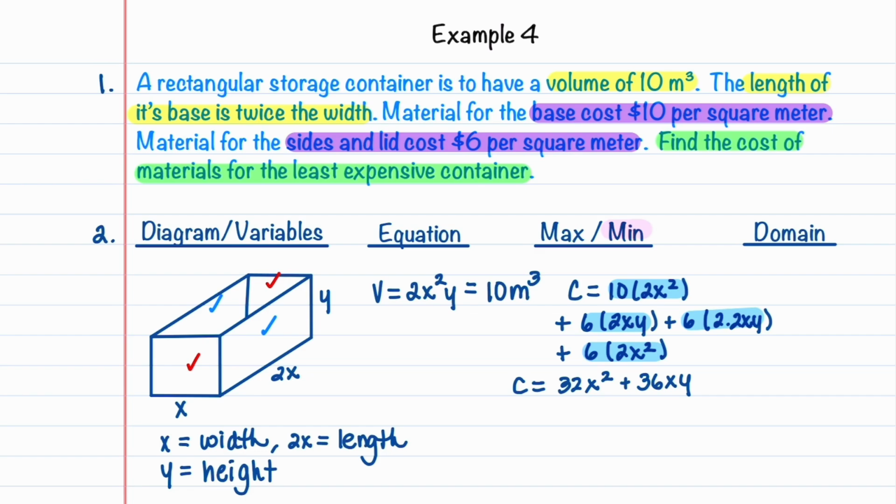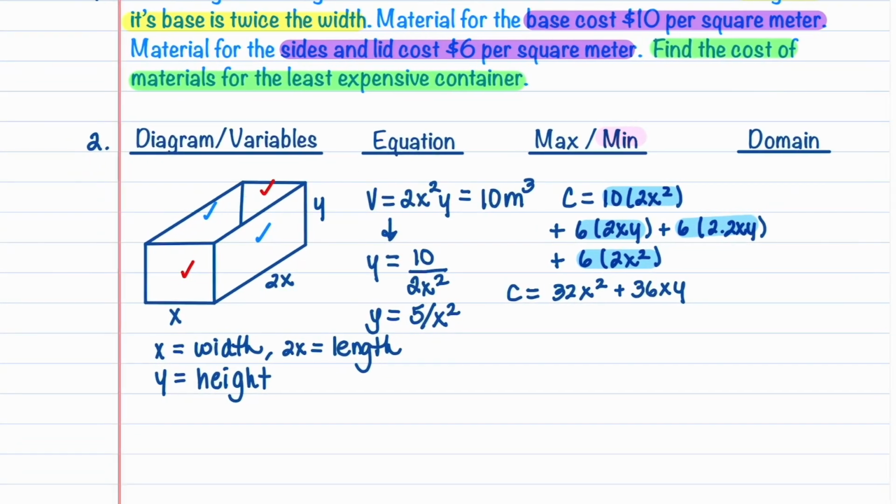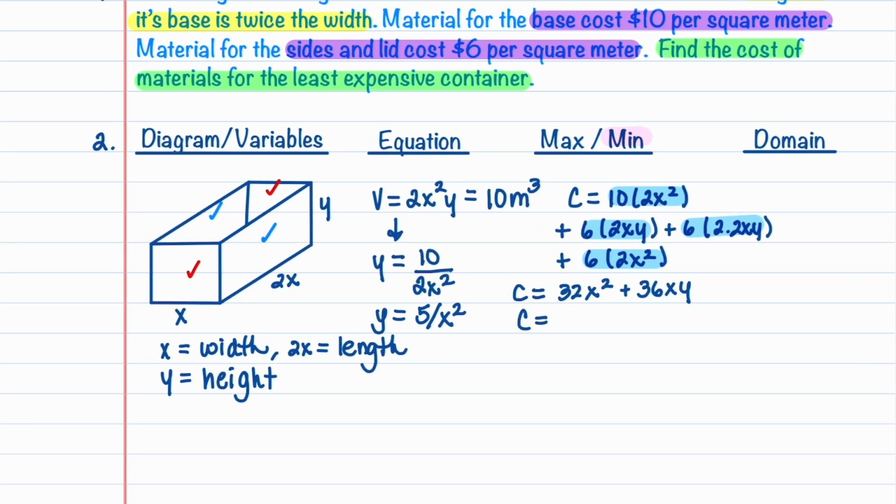Now we need to write this just in terms of x. So we're going to go back to our equation for our volume and find out what y is. y is going to be 10 all divided by 2x squared. So we get that y is equal to 5 over x squared. Let's substitute that in. Our cost is 32x squared plus 36 times x, and now we have 5 over x squared for y.